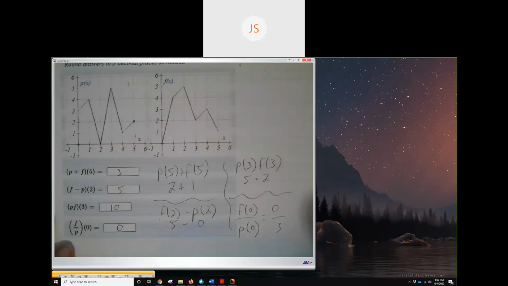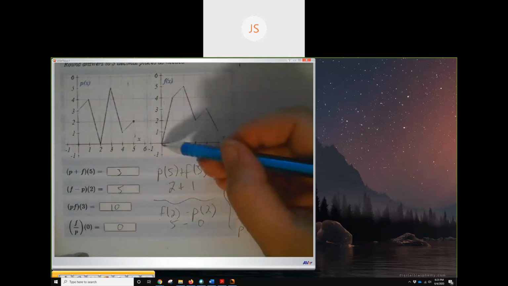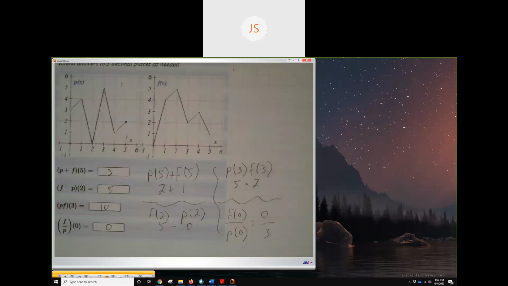What was the last one again? Where did you get the 0 and 3? So they wanted me to plug in 0. And then 0 would just be 0 on the x-axis. That's the origin here. And then here, 0 on the x-axis is 3 on the y.